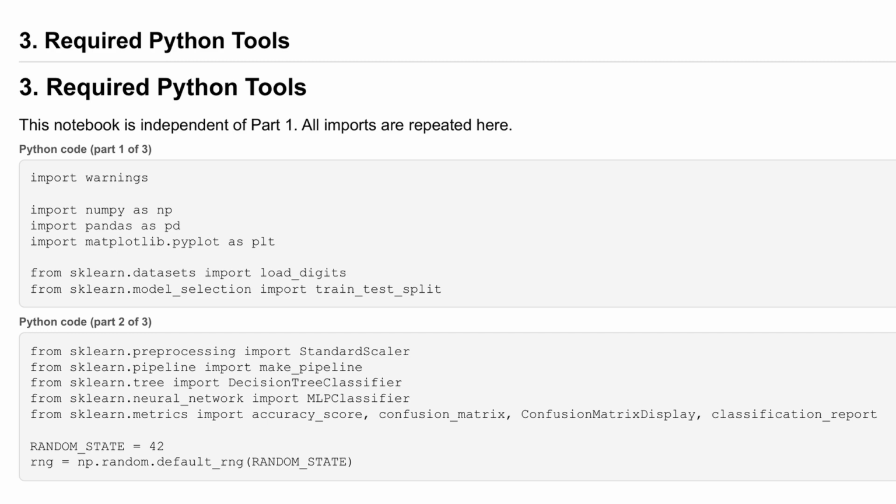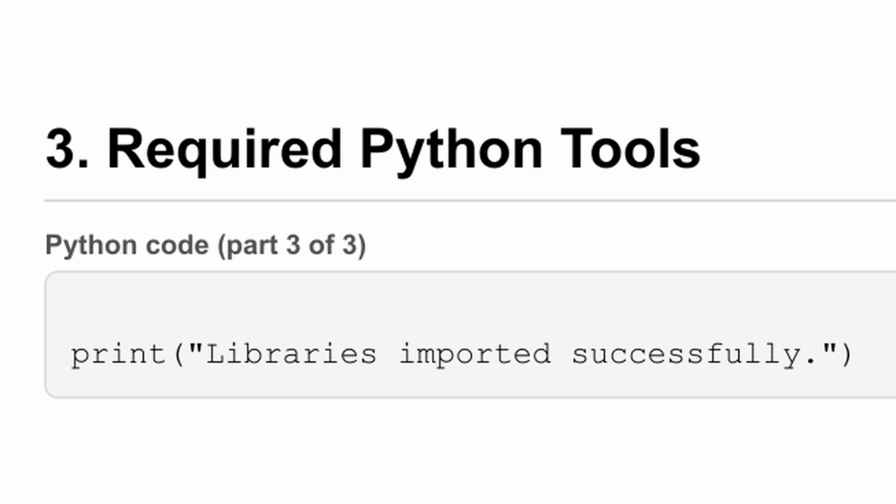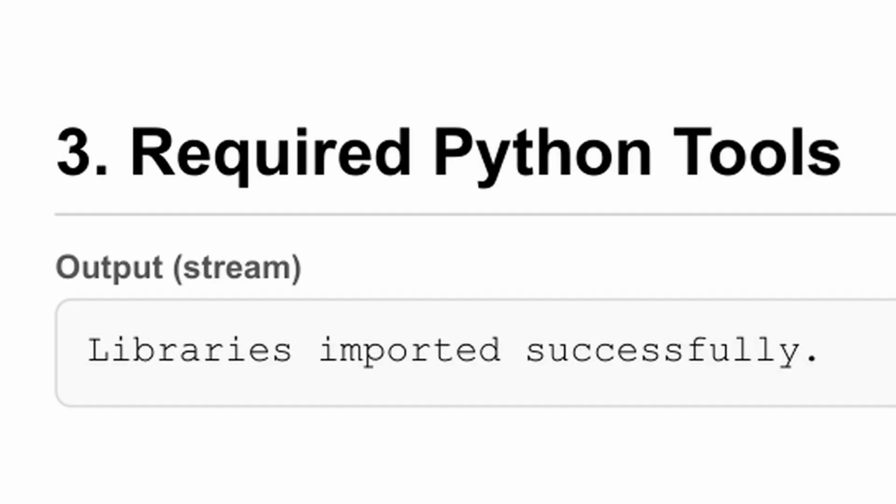We are using NumPy, Pandas, Matplotlib, and several modules from scikit-learn for building and evaluating our models. We complete our imports by bringing in the specific metrics we will use, such as accuracy score and confusion matrix, and set our random state for reproducibility. The output confirms that all our required libraries have been imported successfully and we are ready to proceed.